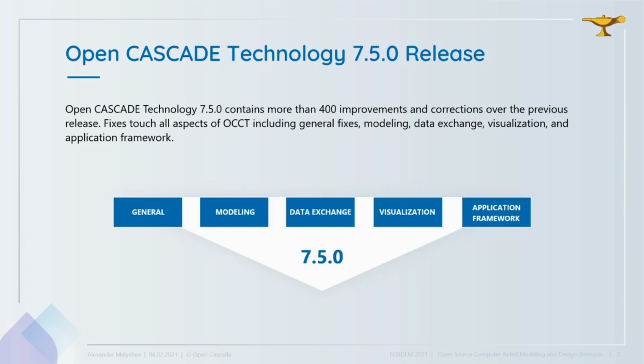The second big topic for today is the 7.5 release. In general, the 7.5 release brings more than 400 fixes and corrections distributed over the kernel. In this talk, I just briefly described the most interesting ones, in my humble opinion. So, let's dive into details a bit.